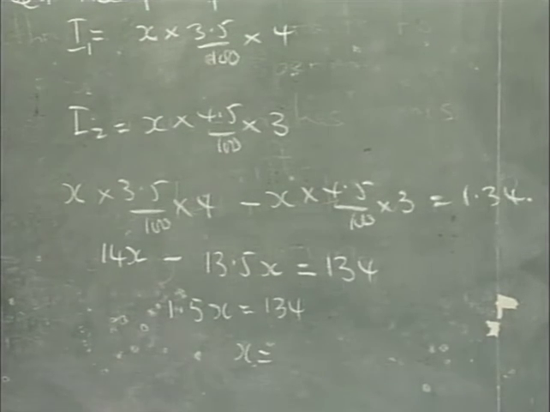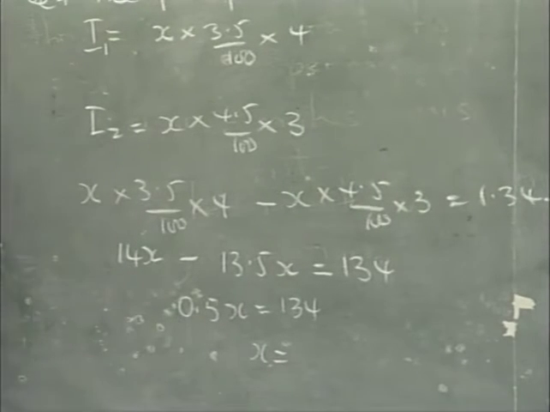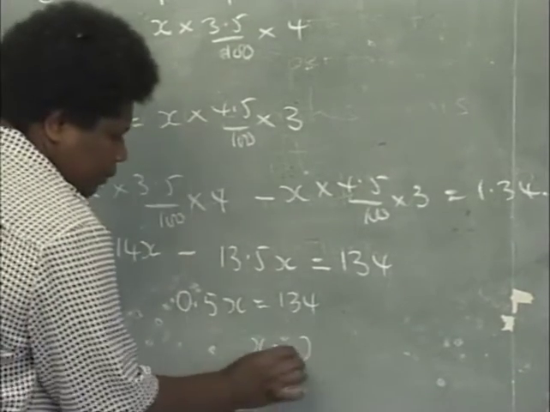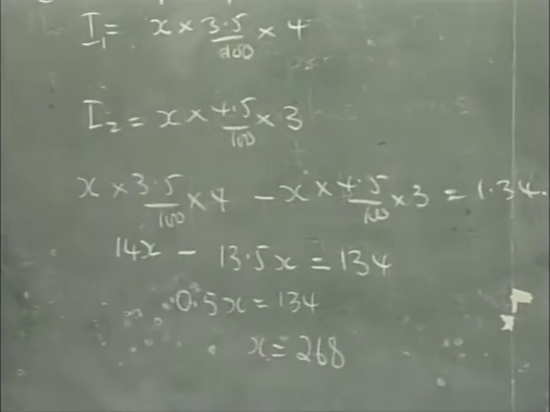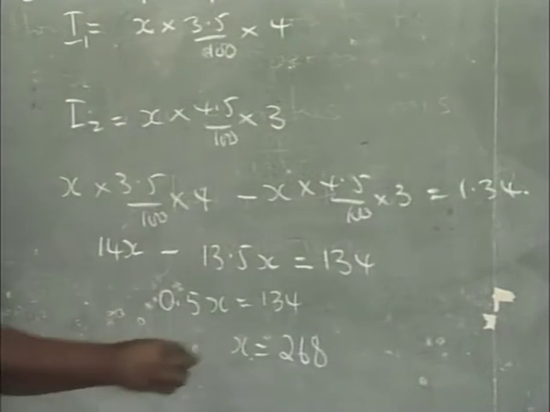Oh, it's 0.5. Okay, 0.5. 134 by 0.5 is the same as 134 divided by half, which is 134 multiplied by 2, 268. Kina, yes.